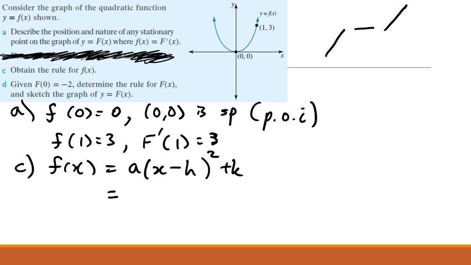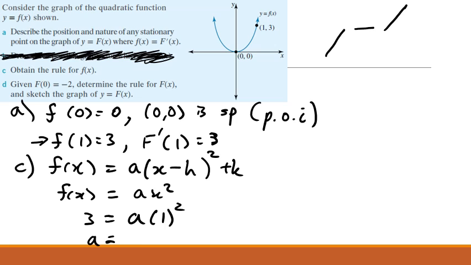What's our turning point in this case? 0 and 0. So these two are going to be 0, so we're left with ax squared. If you look up here, that one actually tells you how to find it. You just sub in 3 and 1. So 3 equals a times 1 squared, so a is 3. So then f of x is equal to 3x squared.